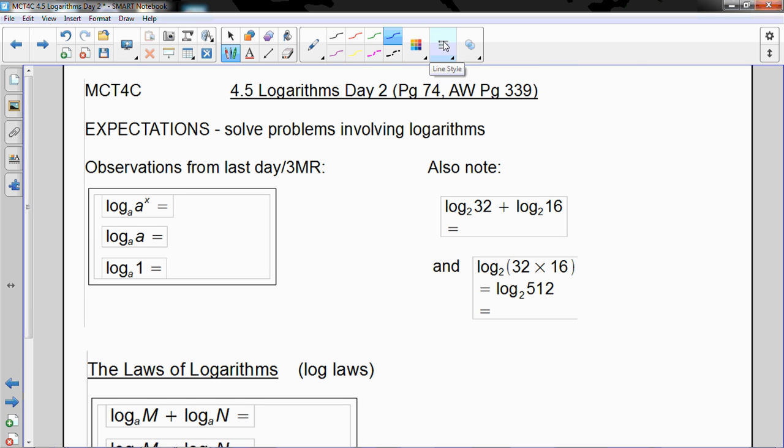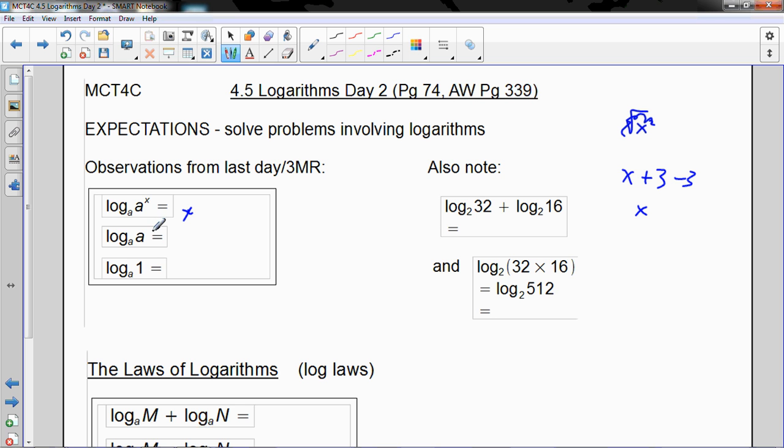So, solving problems using logarithms. Observations from last day. Well, from last day, we saw that when we have a logarithm that meets up with the exponential function of the same base, they kind of wipe each other out, and I'm just left with the exponent, just x. And the reason was that if I have a function and the inverse of that function bashing up against each other, they kind of annihilate each other, right? When I add 3 and subtract 3, I'm just left with whatever the input is, and that's the idea.